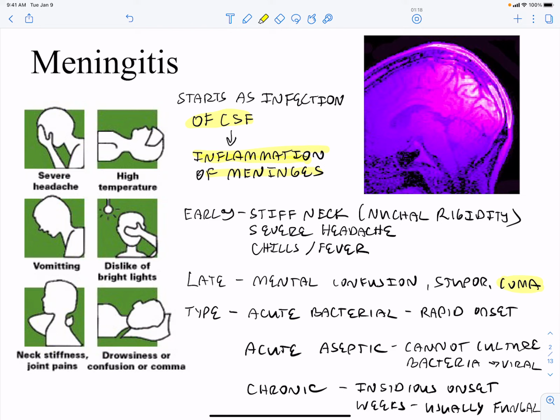And these can be caused by different types of pathogens. If you have a rapid onset, this is usually associated with bacterial. If you have an acute aseptic meningitis, meaning you don't have any pus present and you cannot culture the bacteria, this is most likely going to be viral. And if you have an insidious onset, insidious means slow, this is typically going to be a fungal cause for meningitis.